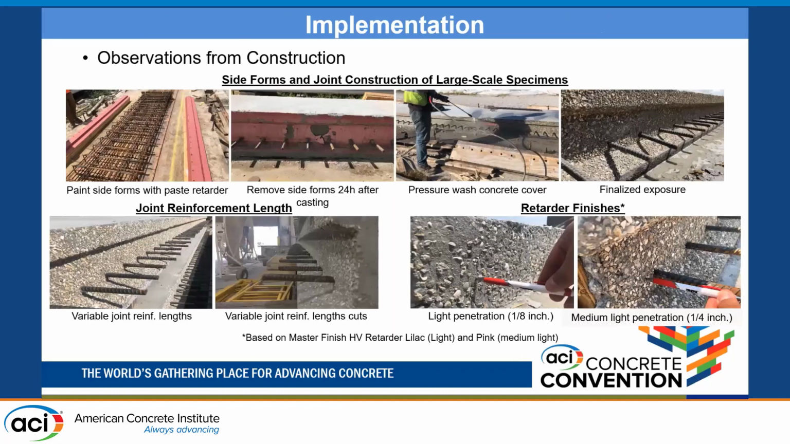Some observations from construction, design forms, and joint construction of larger scale specimens. We noted that the construction of the joint is a very important step of the design, because we want to make sure that the formwork is perfectly straight along the length of the joint, so that we don't have gaps closing or expanding when you put the two beams side by side. The pressure wash of the concrete cover was executed 2 days after the casting, and the finalized exposure that you see here was the one we obtained.